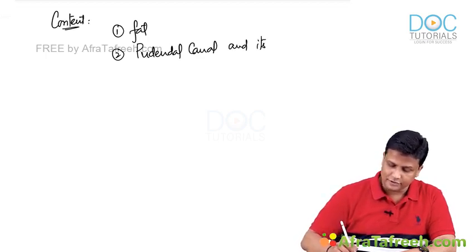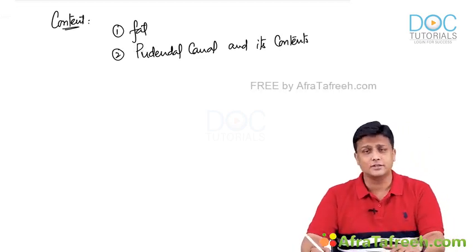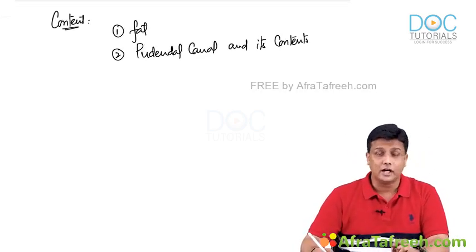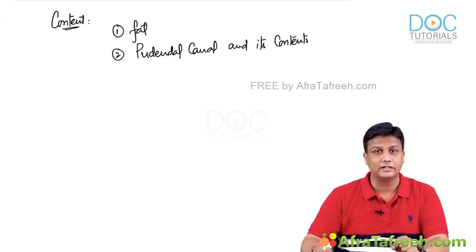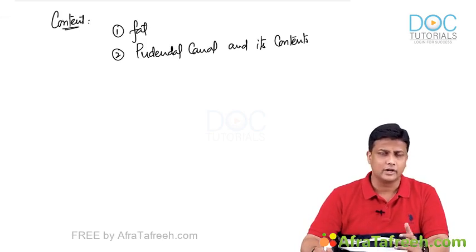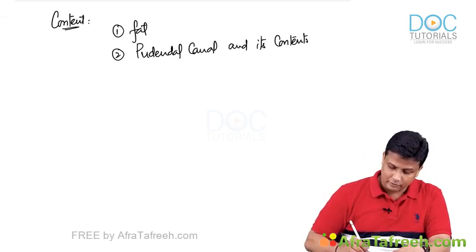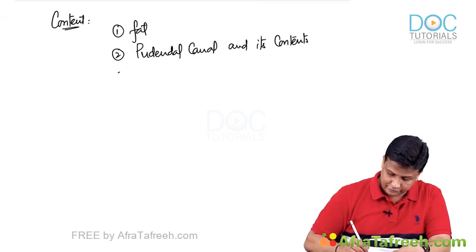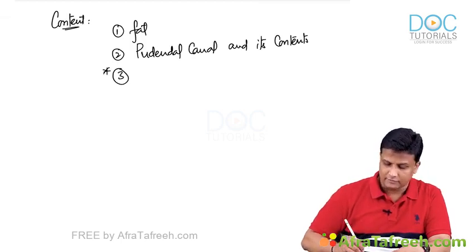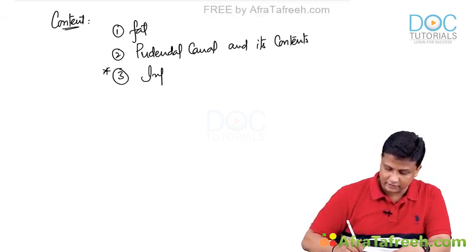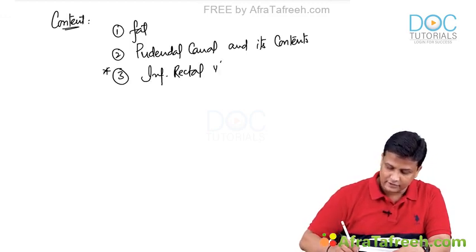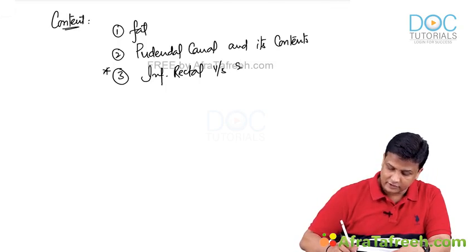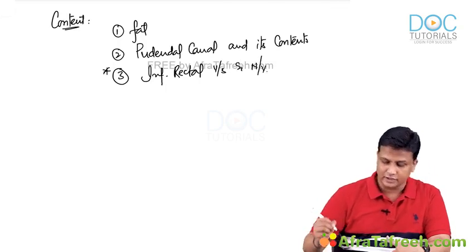Now, what will be the contents of pudendal canal? We all know very well the pudendal canal is the one which will consist of pudendal nerve along with the internal pudendal vessels. There is internal pudendal artery and vein. But one more thing which most of the students will tend to forget here, the important one, will be the inferior rectal vessels here. Even the inferior rectal vessels and inferior rectal nerve is also a content of the ischiorectal fossa.